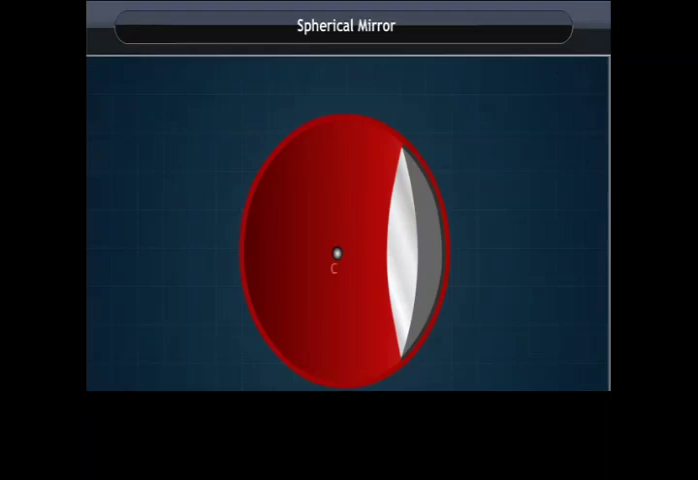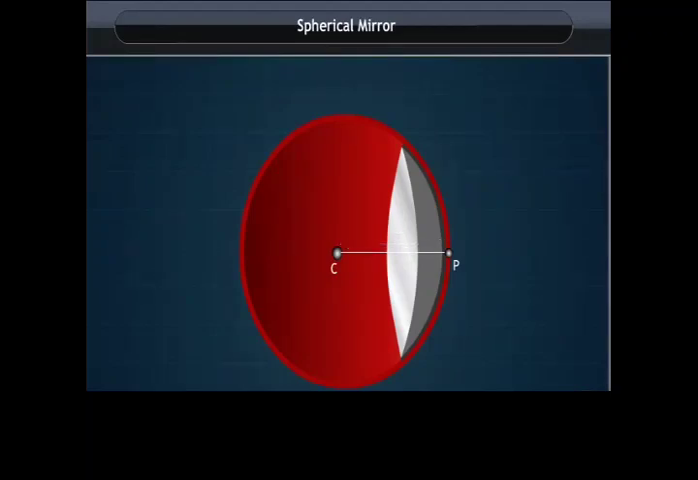Pole. The center of the reflecting surface of a spherical mirror is called the pole. It is represented by capital P. Radius of curvature. The radius of the sphere is called the radius of curvature. It is represented by capital R.